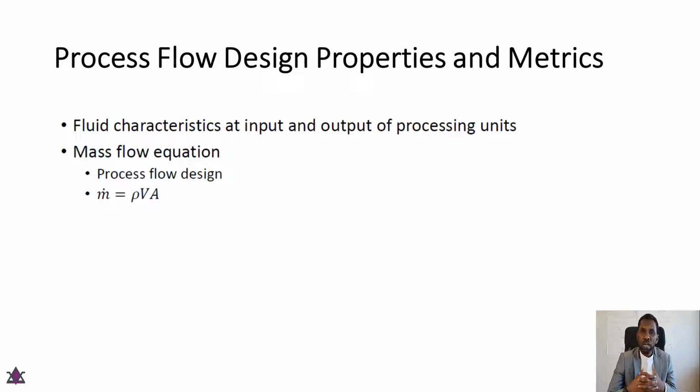So the mass flow equation is one of the basic equations that is used to obtain sizing and dimension, and is used for design of equipment that are required in each processing unit of an industrial facility. So you can see here the mass flow rate, which is rho VA, where rho is the density, V is the velocity, and A is the area.